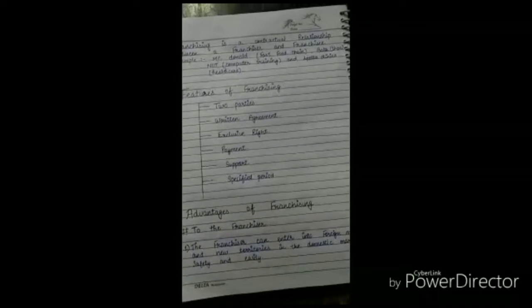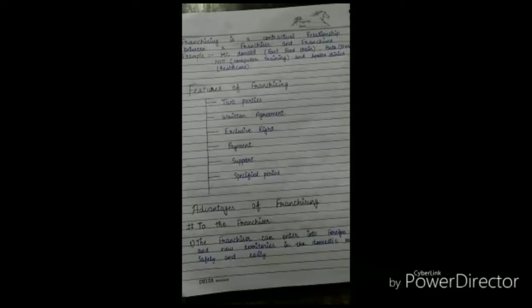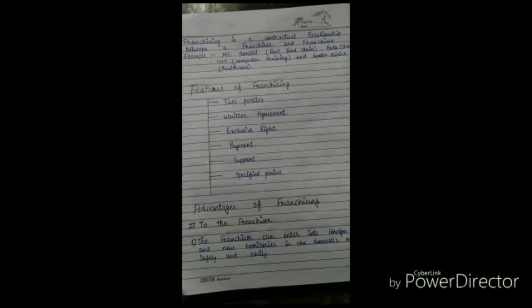The third one is exclusive rights. The franchisor owns a brand or trademark and allows the franchisee to use it in a specific area under a license.